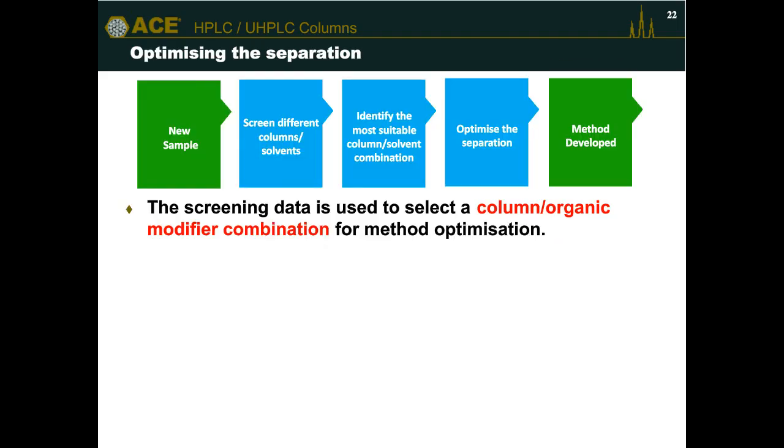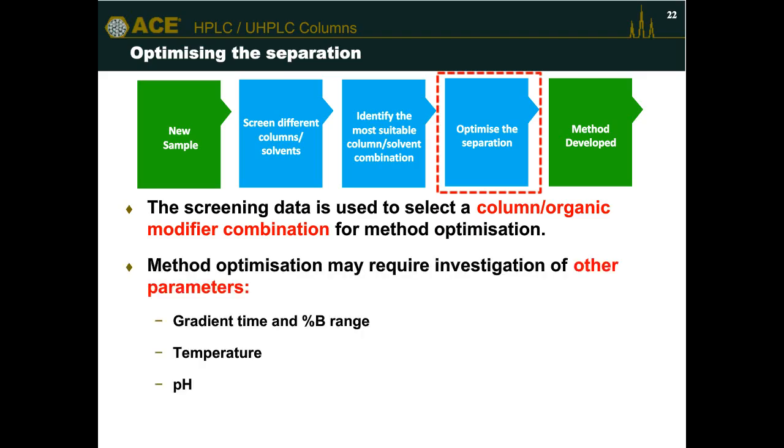So how do we optimize the separation when it doesn't work? We're looking now, once we've done the screening, at optimization. The column screening allows us to choose the best combination of column and organic solvents. So now we need to take a step further and optimize other parameters. Of course, there are lots of other parameters that we could optimize, and I've listed some on the screen here.